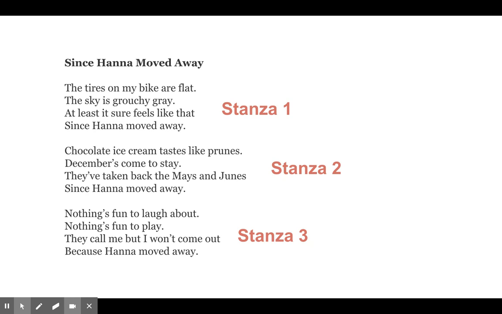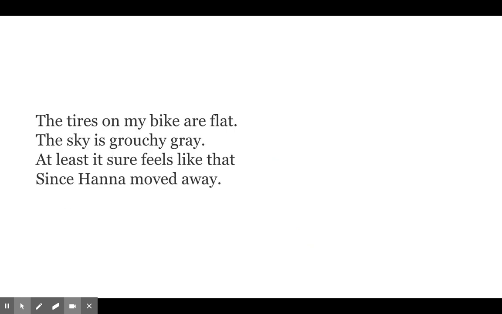Now, if we zoom in on one of these stanzas: the tires on my bike are flat, the sky is grouchy gray. At least it sure feels like that since Hannah moved away. I want you to look at lines 1 and 3. If we look at the end of those lines, we've got the words flat and that. Flat and that sound the same, so they rhyme. Then if we look at lines 2 and 4, the words at the end of those lines, gray and away. Those 2 words rhyme as well.